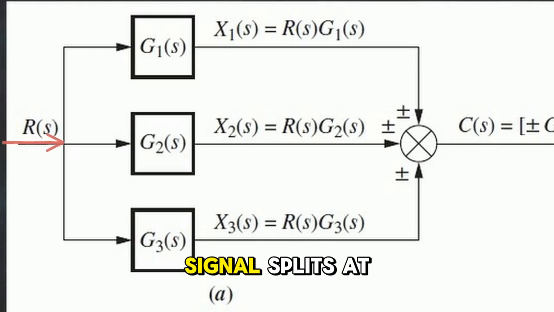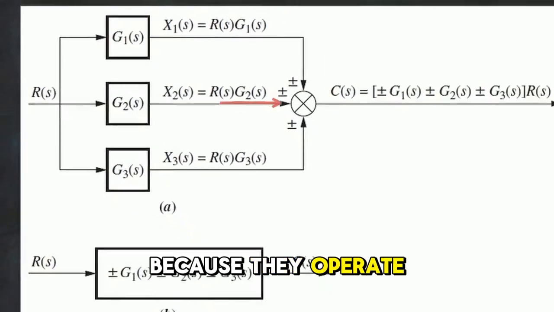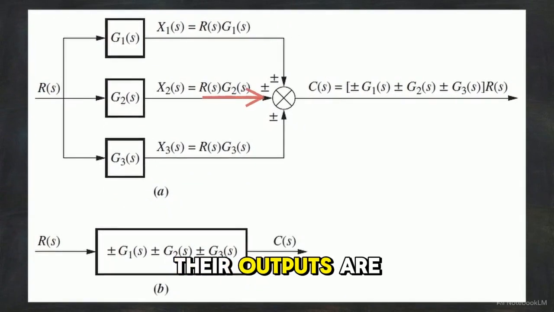The second common arrangement is the parallel form. Here, the input signal splits at a pickoff point and enters multiple subsystems at the exact same time. Because they operate simultaneously, their outputs are algebraically summed at the end to create the overall equivalent transfer function.